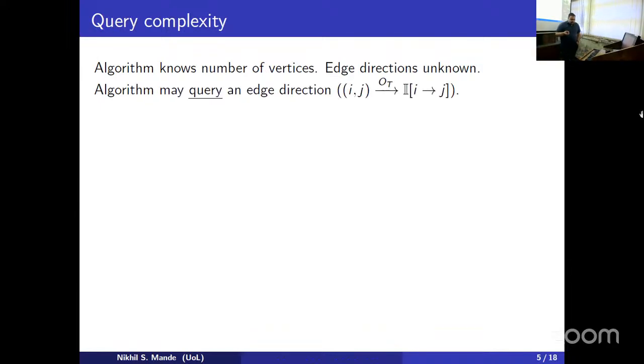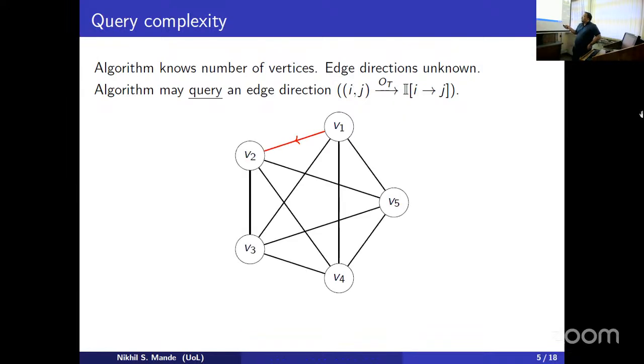What an algorithm can do is choose a pair of vertices, and at unit cost, it can say, give me the direction between this pair. So let's look at an example. To begin with, this tournament has 5 vertices. The algorithm knows that. Let's say in the beginning, it decides, I want to know who wins in the game between V1 and V2. They spend 1 cost here, and they're told that there's an edge from V1 to V2. Now, the algorithm can make internal decisions based on this result, but this is all treated to be free. The only cost is the number of times you're querying this tournament for an edge direction.